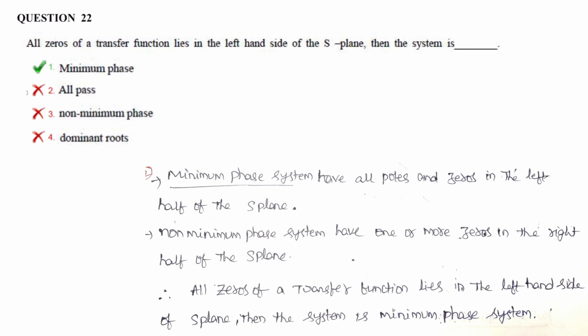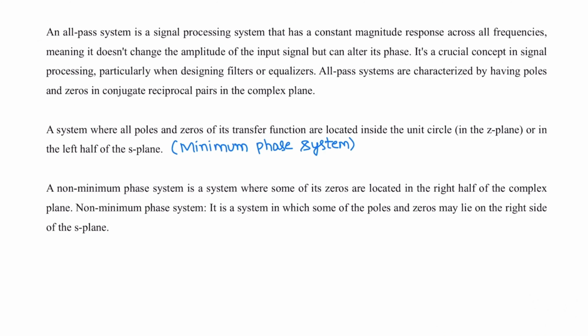Next, all zeros of transfer function lie in the left side of the S plane. Then the system is a minimum phase system. Minimum phase system has all poles and zeros in the left half of the S plane. For non-minimum phase system, one or more zeros exist in the right side of the S plane. Let us see definitions here.